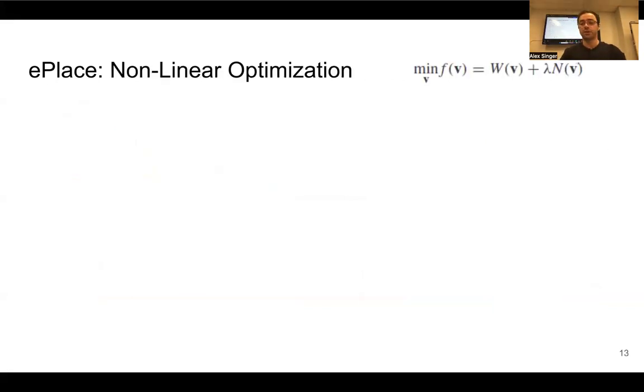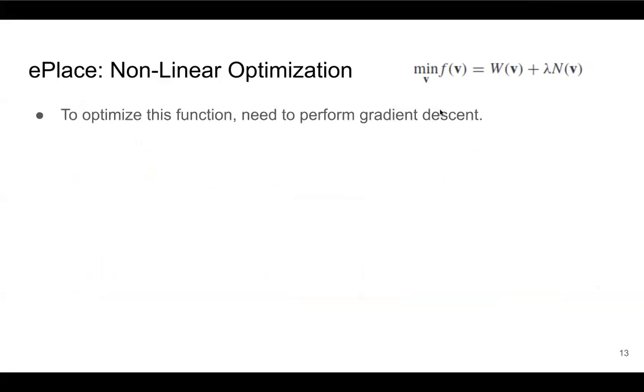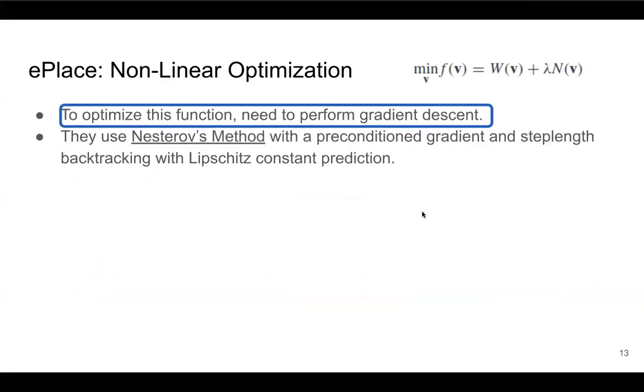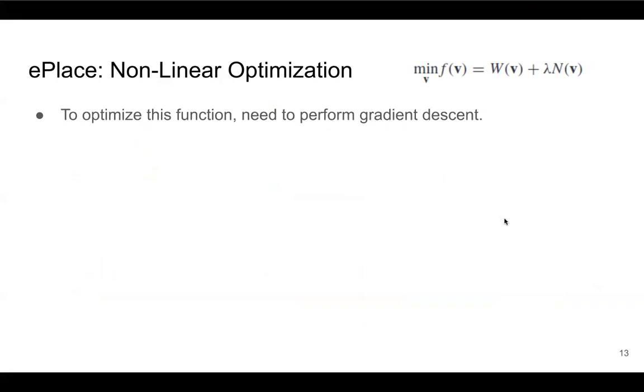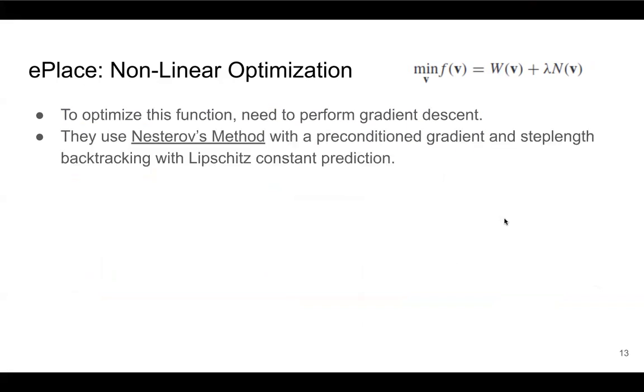So how do we solve this nonlinear equation? What we do is we have this minimization equation, and I need to solve using gradient descent. So to optimize this function, they use Nesterov's method with a preconditioned gradient, step length backtracking with Lipschitz constant prediction. You can ignore that last part. The important part is Nesterov's method. The other parts of this sentence are optimizations they've done on top of Nesterov's method to make it converge better for their problem.